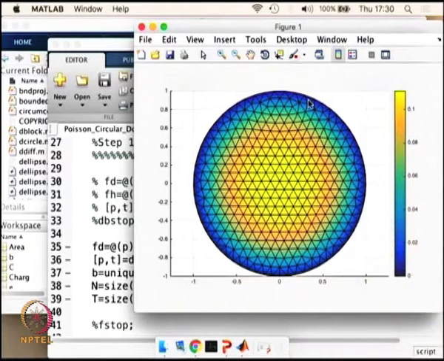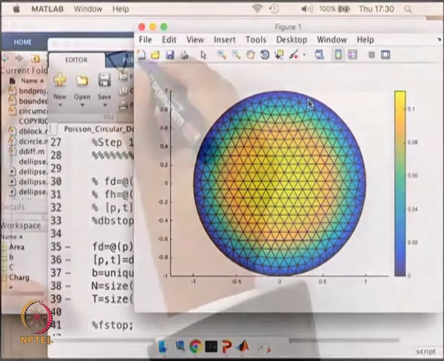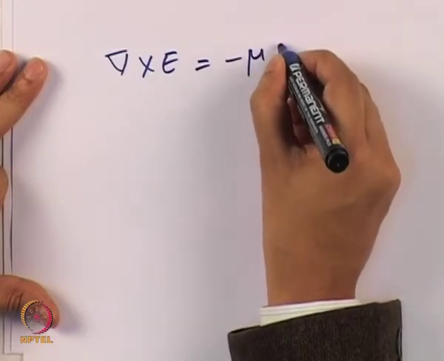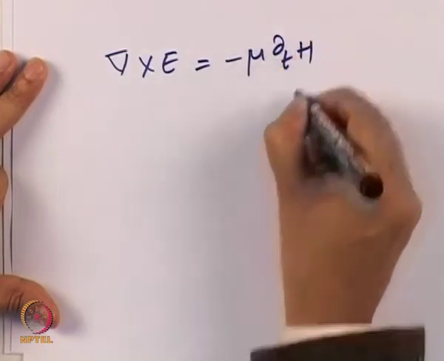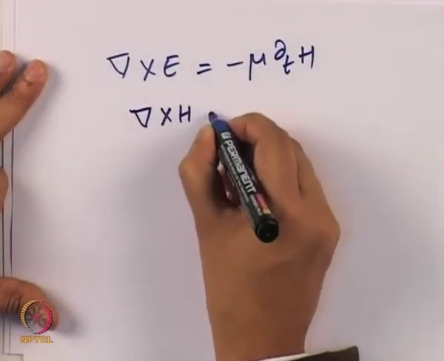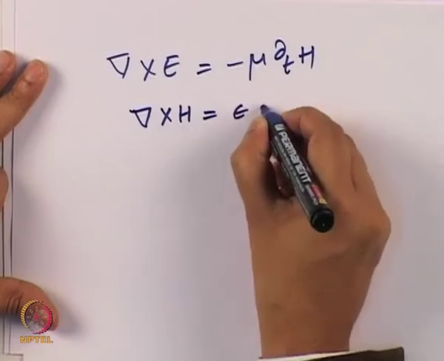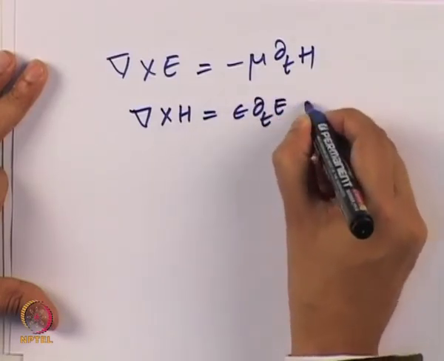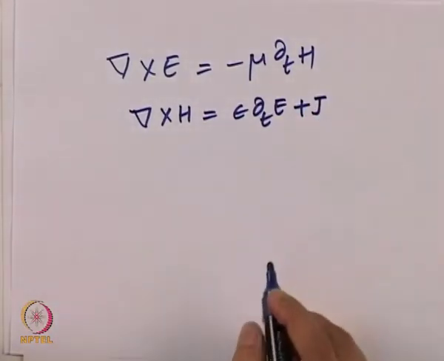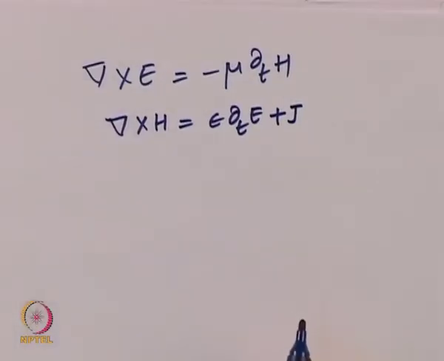So let's start with the basic Maxwell equation itself, which is given by the two curl equations. So the curl of E is equal to minus mu dH by dt, and the curl of H is equal to epsilon dE by dt plus J. So what we have said now is we are going to start with these two curl equations.